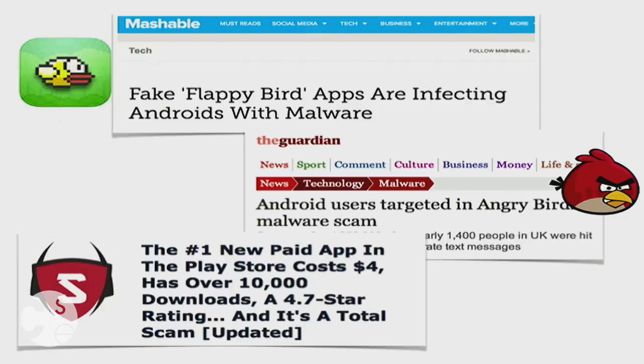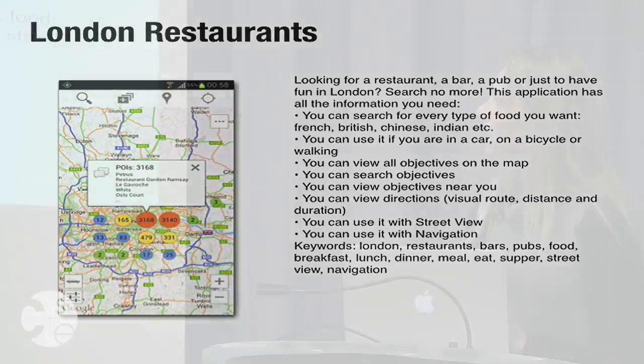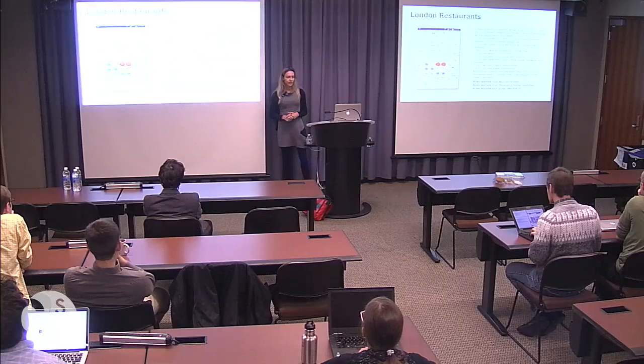So why don't we try to understand this mismatch between what the application claims to do and what it actually does? Just to give you an example that didn't really make it to the news like the previous ones, let me present this application called London Restaurants. That is a real application that used to be on the Google Play Store. If you read its description, it looks like something you want on your mobile phone if you go to a city like London, because it can guide you to nice restaurants and nice places that you might want to visit.